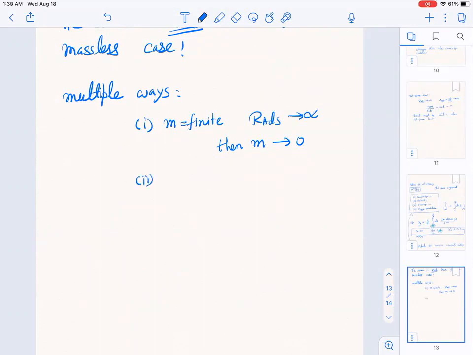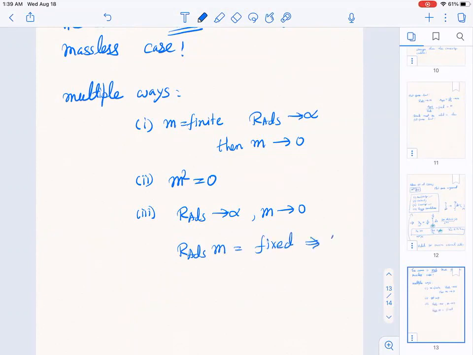Another thing one can do is basically just take M squared to be 0 to begin with. So that's a well-defined thing one can try. More generally, what one can do is take our radius to infinity and M to 0 at the same rate, keeping our radius times M fixed. So that basically gives you some delta, which is order 1.